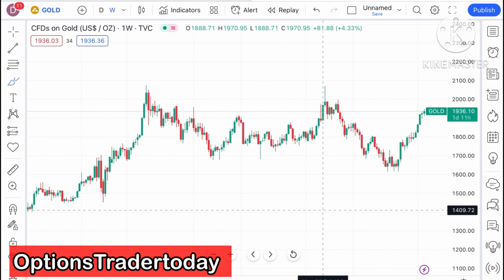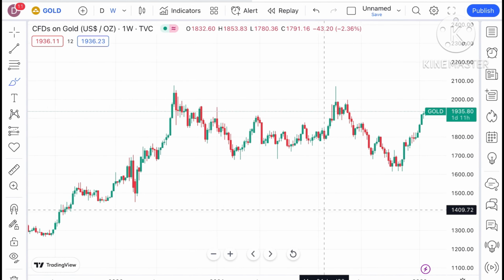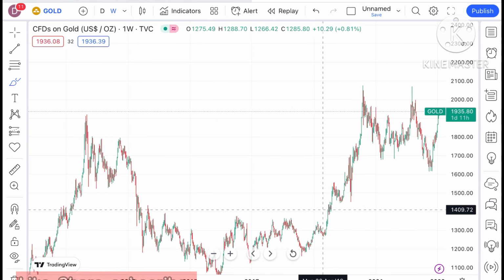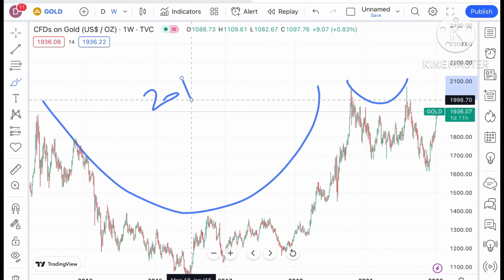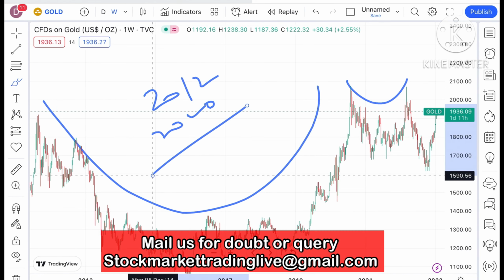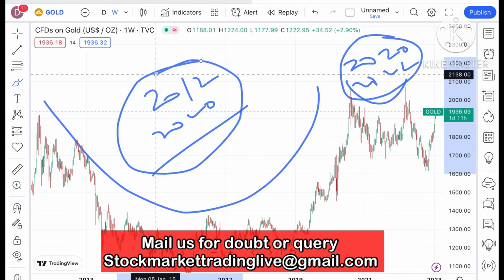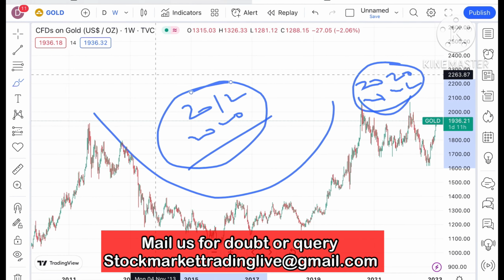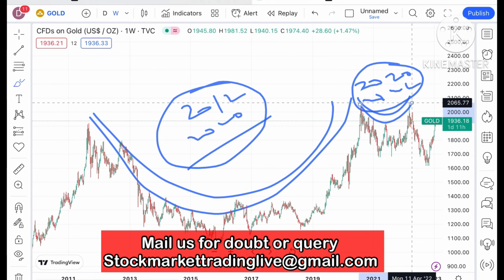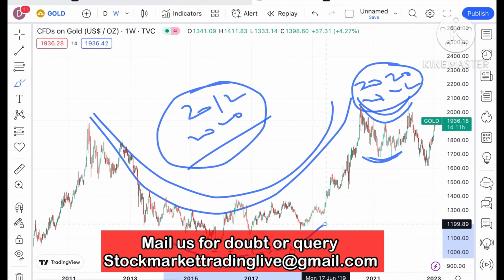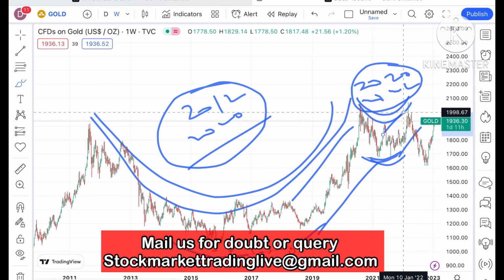So today in this video I will explain how the price of gold has moved in the last week and how the price of gold can move in the next week. If you look at the chart of gold, there are two patterns forming: one from 2012 to 2020 and this one from 2020 to 2022. If you look closely, there are similarities between these two patterns. A U pattern is forming, and the same pattern is forming here. After that, a swing formed at this particular level, and after that there is a continuous upside.